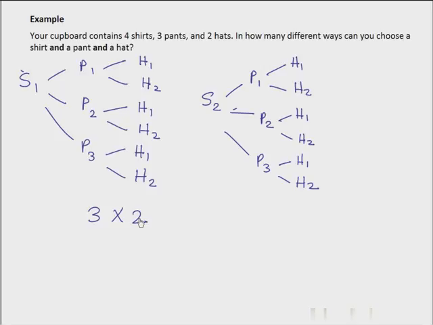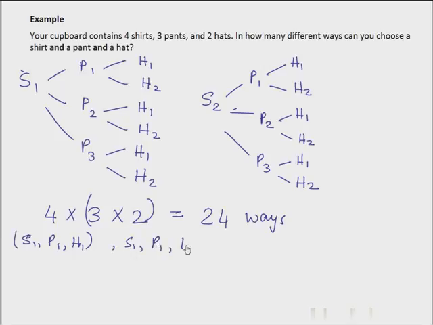And there are 4 shirts in all. So by the multiplication principle again, there are 4 times 3 times 2 ways of picking a shirt and a pant and a hat, which gives us 24 ways. As you can see, I've listed the ways S1, P1, H1, S1, P1, H2, all the way to S2, P3, H2. I leave it to the student to list the other ways, which would involve all possibilities for shirt 3 and shirt 4.